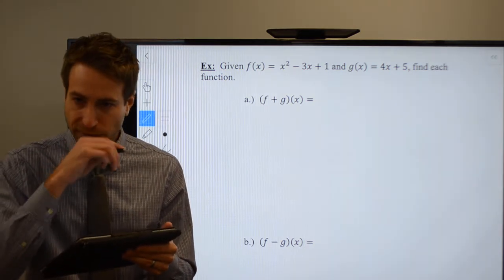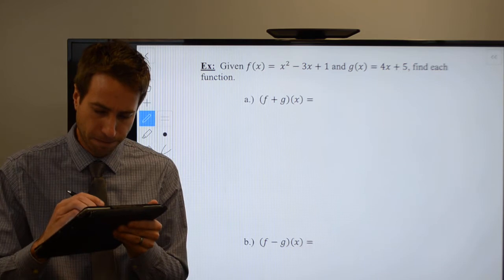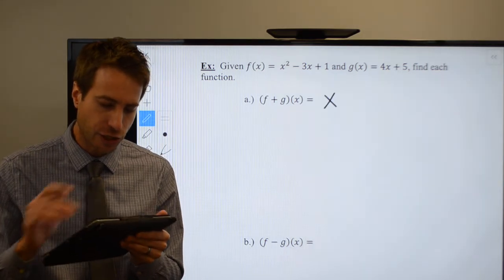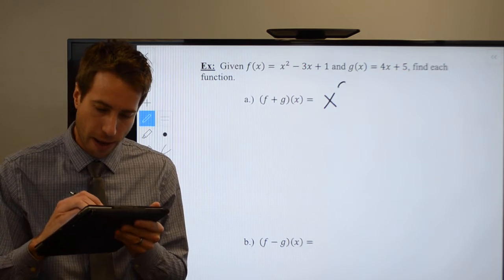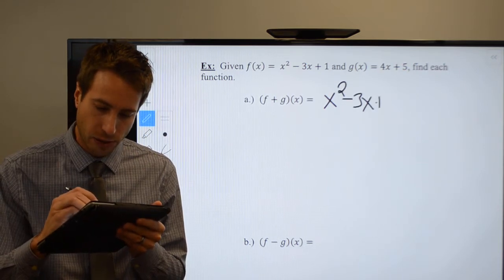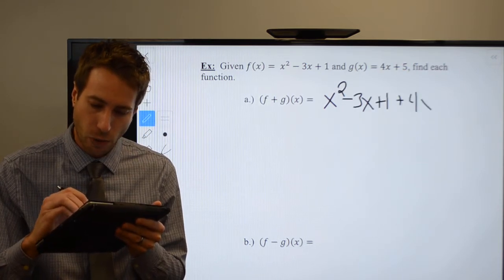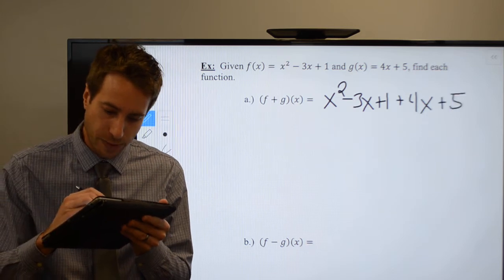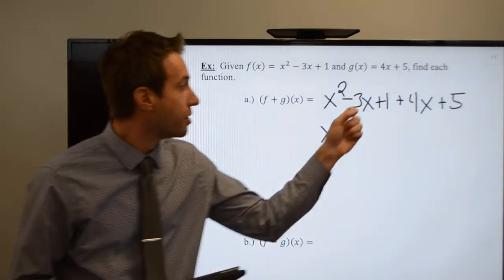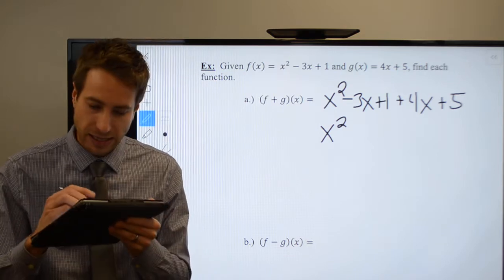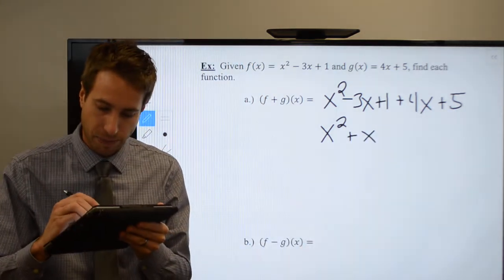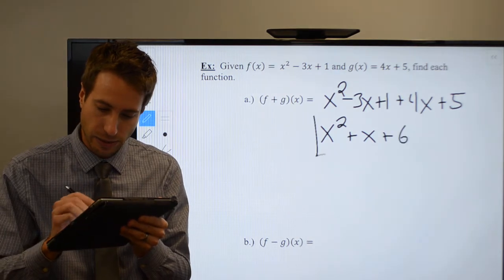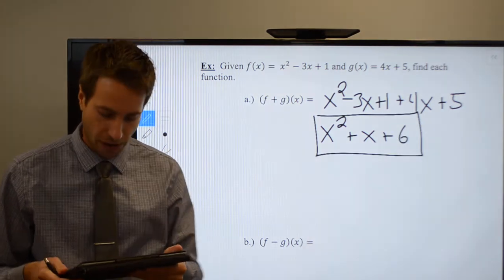So here we go. I've got x squared, because I'm going to do f of x plus g of x. So x squared minus 3x plus 1 plus 4x plus 5, which means I get x squared, negative 3x, positive 4x is going to give me a plus x, and 5 plus 1 is going to be a plus 6. So there we go, my sum function.